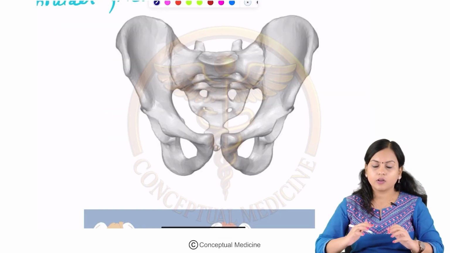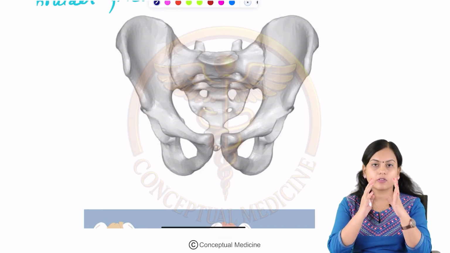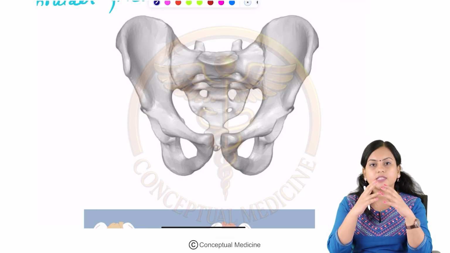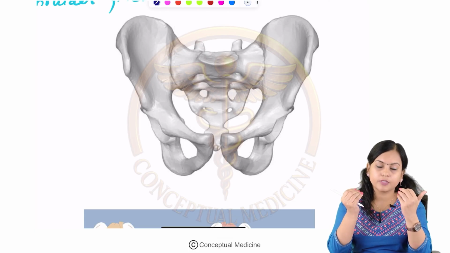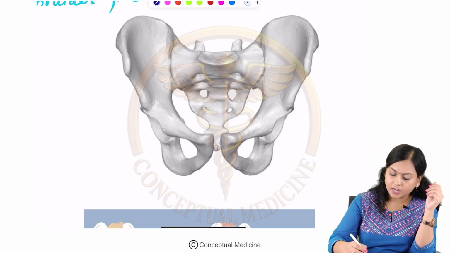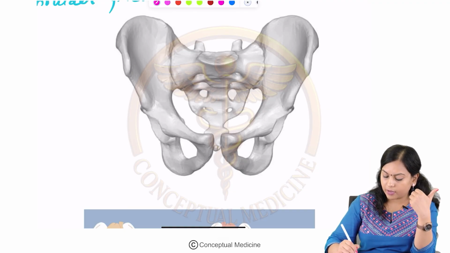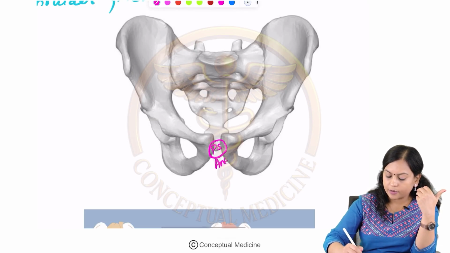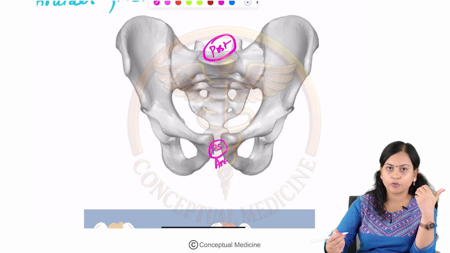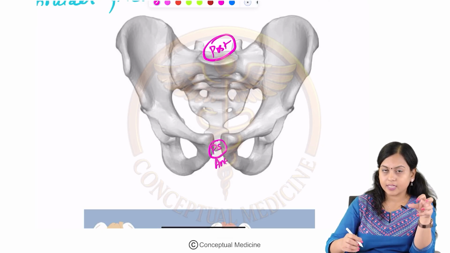So now always think like you are examining a patient. Whenever you are examining a patient, the patient's right side will be towards your left and the patient's left side towards your right. Now finding the anterior and posterior part of the pelvis is not that tough. Where you have the pubic symphysis, that is the anterior part, and where you have the sacral promontory, that is the posterior part. We can derive 8 arbitrary positions in the pelvis.